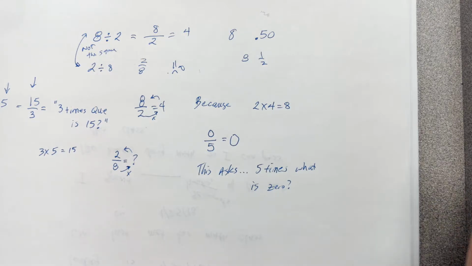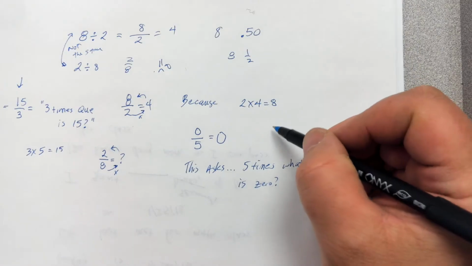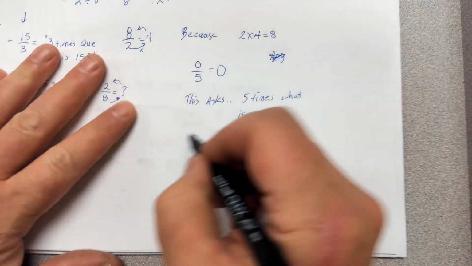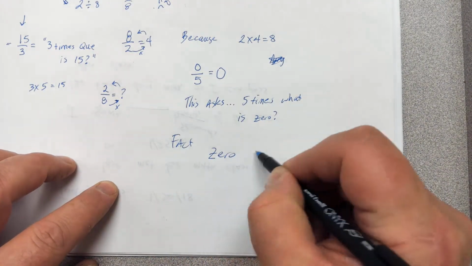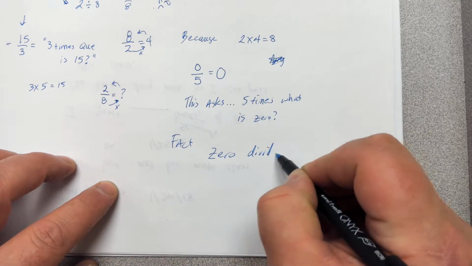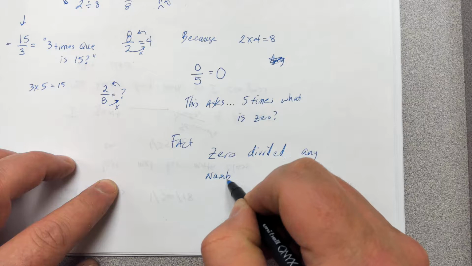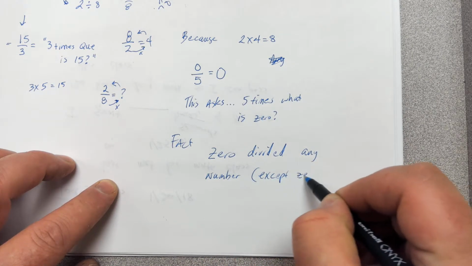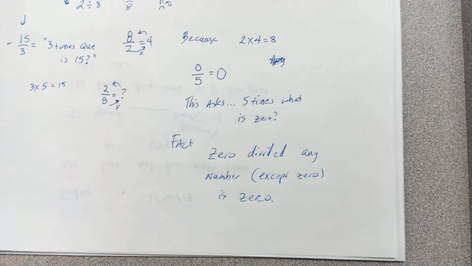So, this is equal to 0, because 5 times 0 is 0, right? So can you say anything divided by... Let's say that right here. Here's the fact you got to know: 0 divided by any number except 0 is 0.